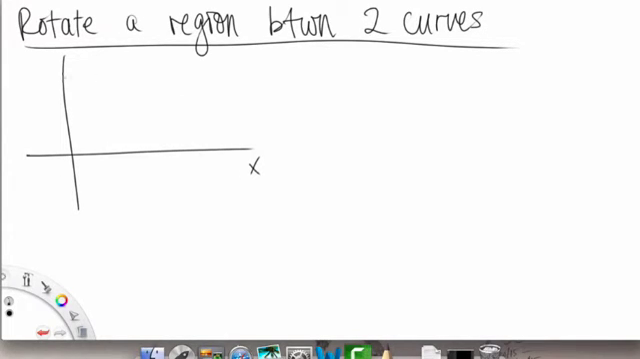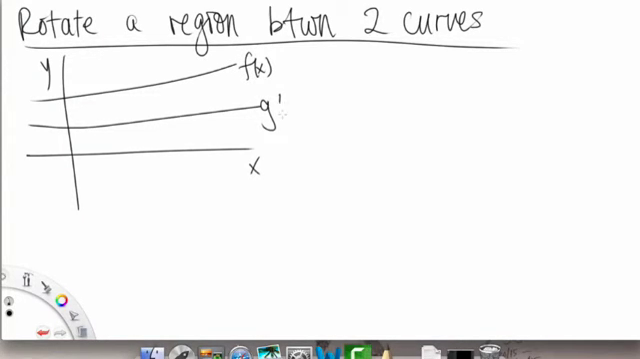So let's say we have our x and our y. Okay, we have a graph, let's say f of x up here, and then another graph down here called g of x. Okay, and then here's our interval a to b. Alright, and we want to rotate not the entire region, but the region in between. So we want to rotate this, let's say, around the x-axis.